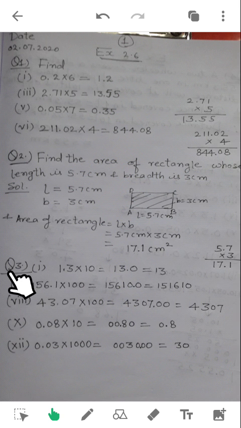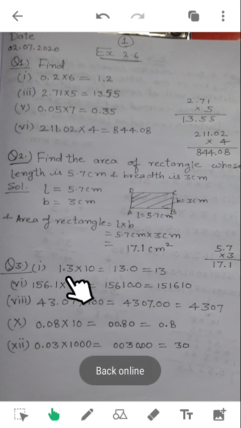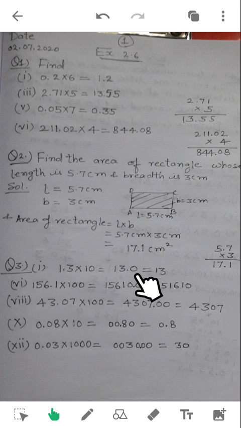Now we are coming to question number 3. In its first part, we have to find out the product. 1.3 is getting multiplied by 10. It's very easy. When one number is 10, 100, 1000, like this, what we have to do is place that many zeros behind the given number. See, here it is given 1.3 multiplied by 10. In 10 there is 1 zero. So we will write here 13 and we'll put 0 behind it.